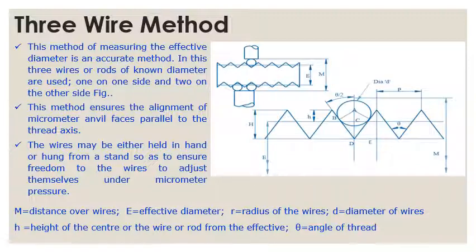Further, here in the diagram, similar to the two wire method, we have to determine M, that is the distance over the wires, and E indicates the effective diameter of the screw thread, whereas R is the radius of the wires, D is the diameter of the best size wire, and small h is the height of the center of the wire or rod from the effective diameter, and theta is the angle of the thread. So generally theta by 2 is the half angle.